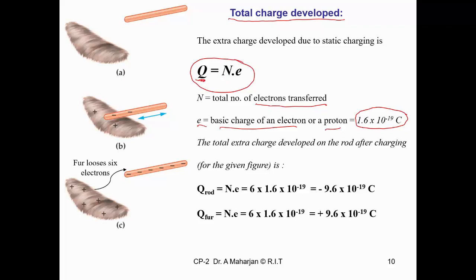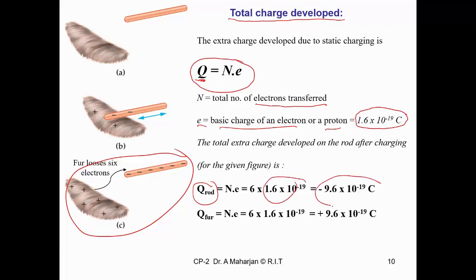So for example, in this particular example, since the fur loses six electrons, the total charge on the rod is 6 times e. Since it's a negative charge, the rod gets negative charge. Since the fur loses electrons, it develops positive charge. And C is the coulomb, the standard unit of charge.